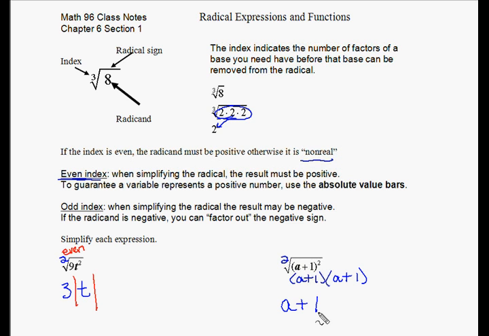But since I don't know that this represents a positive result and my index was even, I put absolute value bars around my result to guarantee that a plus 1, my answer, is positive. Now I don't want to put bars just around a, because if a was a negative number, adding 1 to it would be very different than the absolute value of a adding 1 to it. So you need to keep this a plus 1 all grouped together and put the bars around the entire expression.